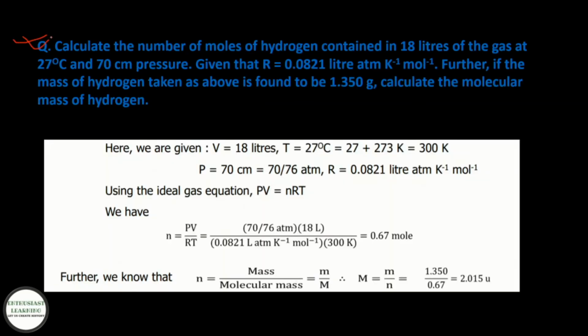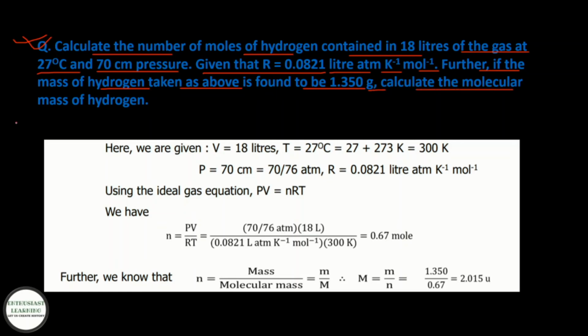Now a question. Calculate the number of moles of hydrogen contained in 18 liter of the gas at 27 degrees Celsius and 70 centimeter pressure. Given that R is equal to 0.0821 liter atm Kelvin inverse mole inverse. Further, if the mass of the hydrogen taken as above is found to be 1.35 grams, calculate the molecular mass of hydrogen.